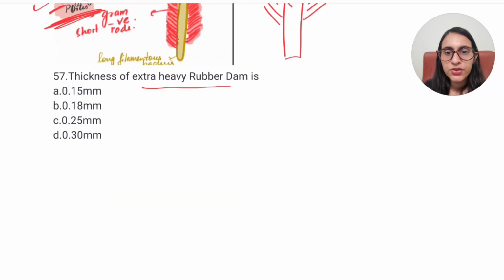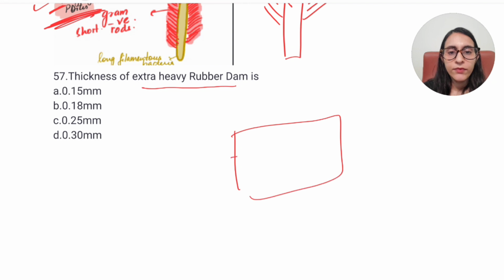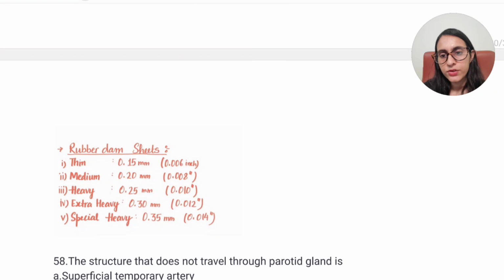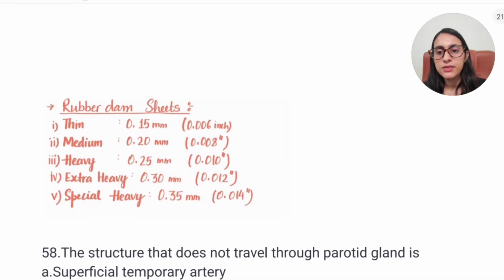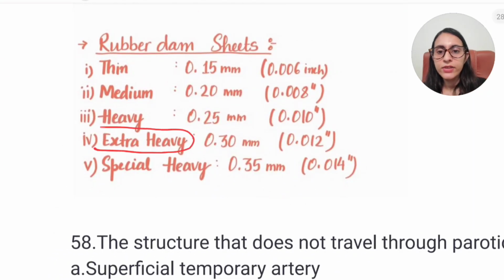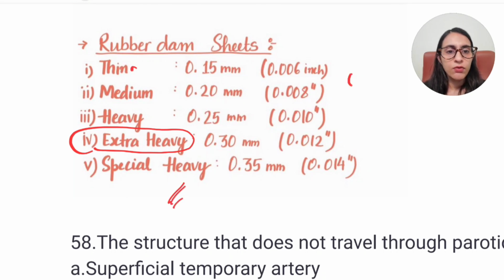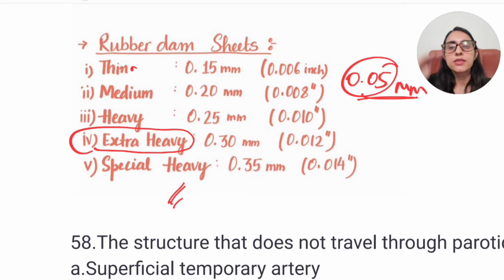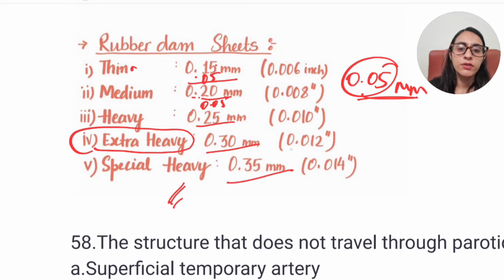So coming to the next question, thickness of extra heavy rubber dam. The thickness of the rubber dam we have discussed in the image based question of conservative endodontics of our crash course series. So rubber dam sheets have various thicknesses. You can see they have asked about extra heavy thickness. From thin to extra to special heavy, we have every 0.05 mm addition. Every step we have 0.05 mm addition. So add 0.05 to 0.15, that makes medium rubber dam thickness 0.20, add 0.05 to it, that makes it 0.25, 0.30 and 0.35.